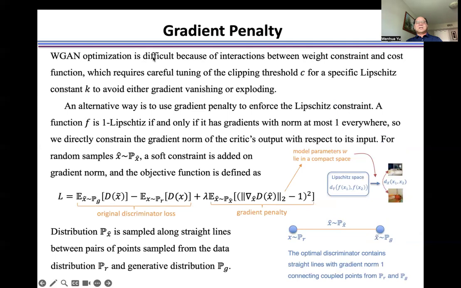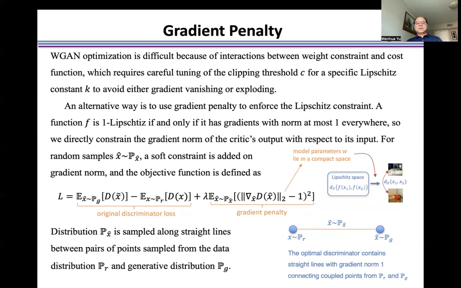WGAN optimization is difficult because of interactions between the weight constraint and the cost function, which requires carefully tuning the clipping threshold C for a specific Lipschitz constant K to avoid either gradient vanishing or exploding.